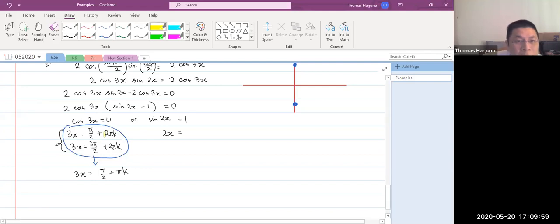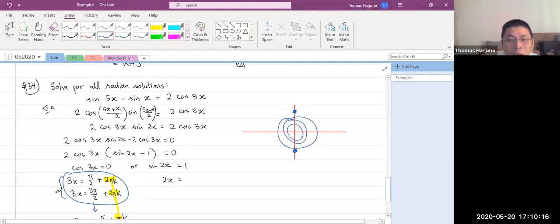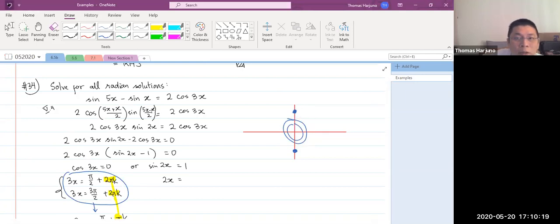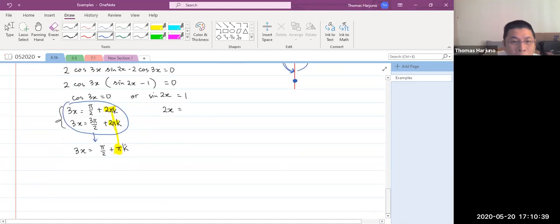Now I hope you see the difference. It's 2 pi, and all of a sudden it is pi here. Because for the first one, pi over 2 plus 2 pi, plus 2 pi, plus 2 pi, you keep on getting these, right? Likewise, 3 pi over 2 plus 2 pi gets the same position. But if I do pi over 2 plus pi, I go to this one. Plus another pi, I get to this one. Plus another pi, I get to this one. So combining these two, I get this.